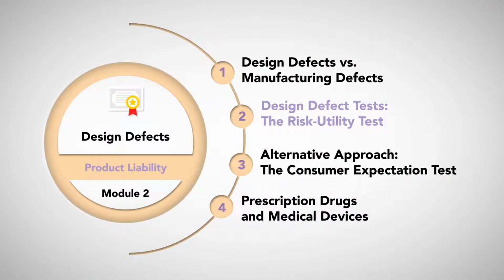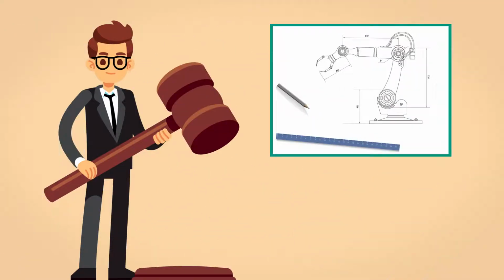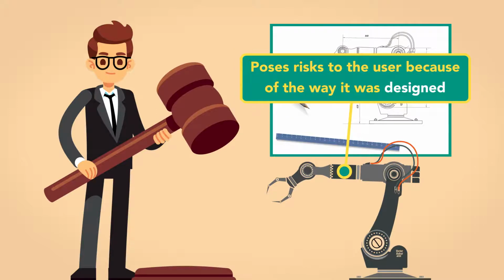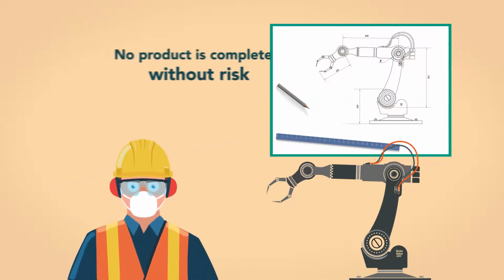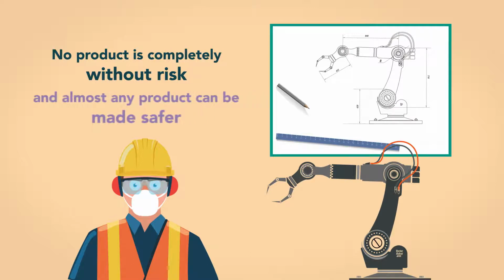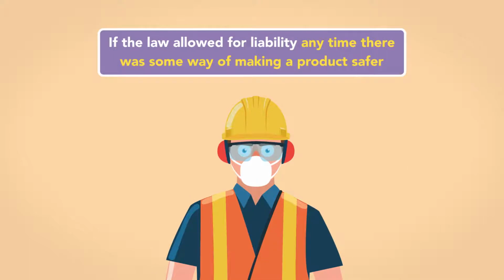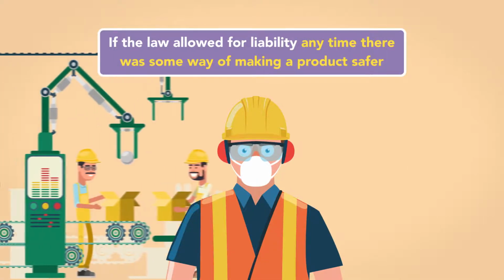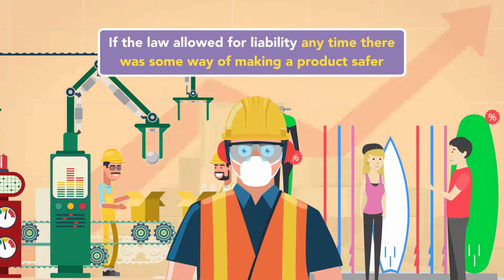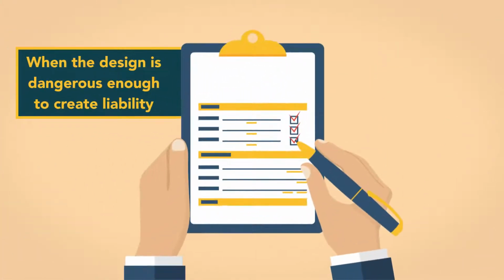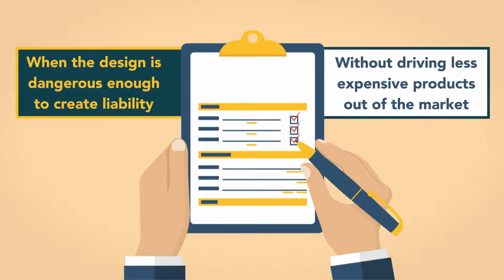Design defect tests. The risk utility test. A seller can be liable for a design defect when the product being sold poses risks to the user because of the way it was designed. However, no product is completely without risk, and almost any product can be made safer. If the law allowed for liability anytime there was some way of making a product safer, the cost to the manufacturer and the consumer would increase dramatically. So the law must devise a test that determines when the design is dangerous enough to create liability without driving less expensive products out of the market.